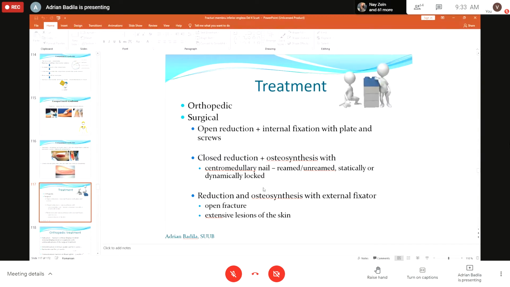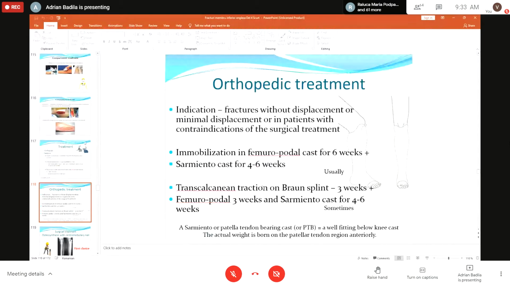And the third option is the reduction and osteosynthesis with an external fixator, which is indicated when we have an open fracture or when we have extensive lesions of the skin or of the soft tissues. The orthopedic treatment is indicated when we have a fracture without a displacement, or a fracture with minimal displacement, or in patients in which the comorbidities contraindicate any anesthesia or surgical treatment. The orthopedic treatment consists in immobilization in a femoropodal cast or a long leg cast, it's the same thing, for 6 weeks. And after that, immobilization in a Sarmiento cast for another 4 to 6 weeks.